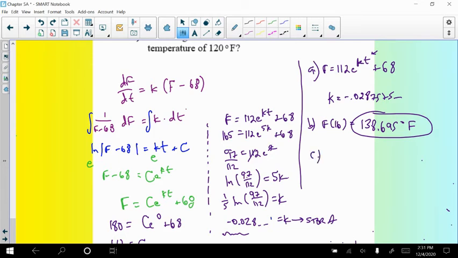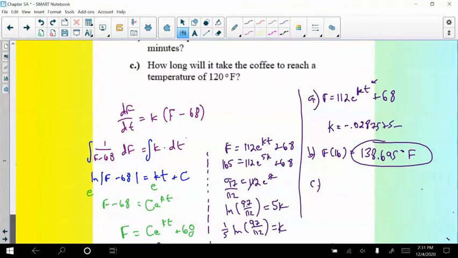And then part C, now we have to solve this. How long will it take to reach 120? So this is a little bit tougher to do. 120, then just simply plugging it in. 120 equals 112 e to the kt plus 68. So now we need to solve for t. We already know what k was. So we can subtract our 68 and then divide by 112.